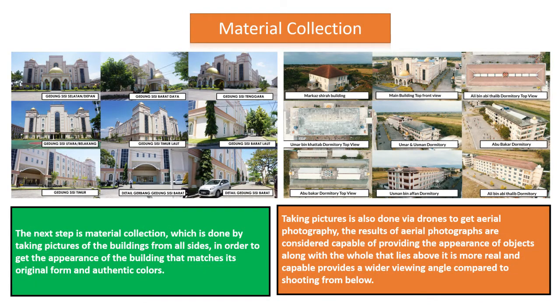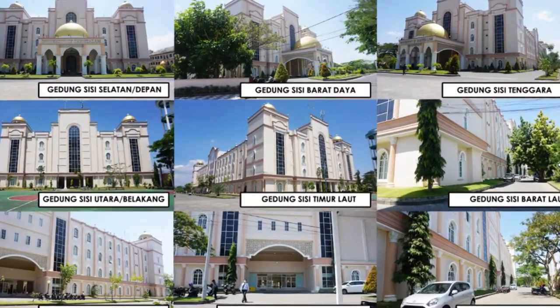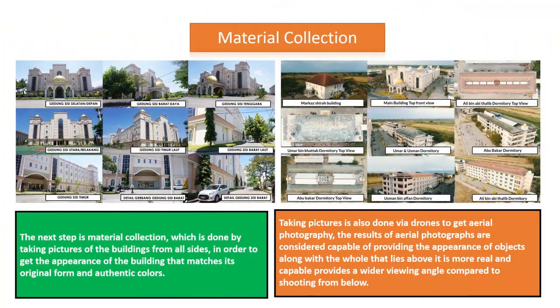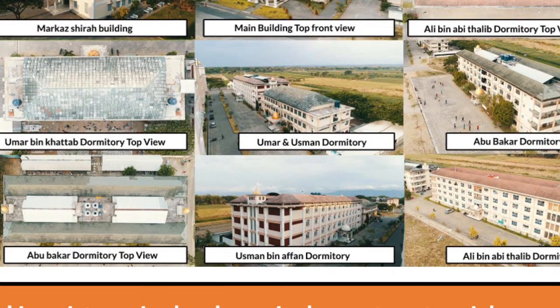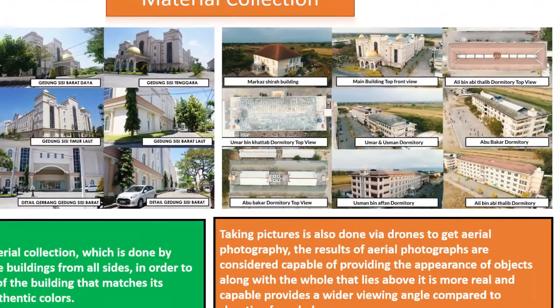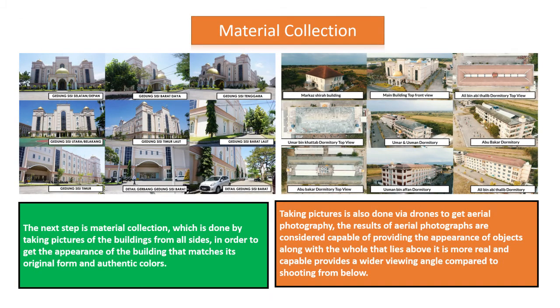The next step is material collection, which is done by taking pictures of the building from all sides in order to get the appearance of the building that match its original form and authentic colors. Taking picture is also done via drones to get aerial photograph. The result of aerial photographs are considered capable of providing the appearance of object along with the wall that lies above it is more real and capable provides a wider viewing angle compared to the shooting from below.